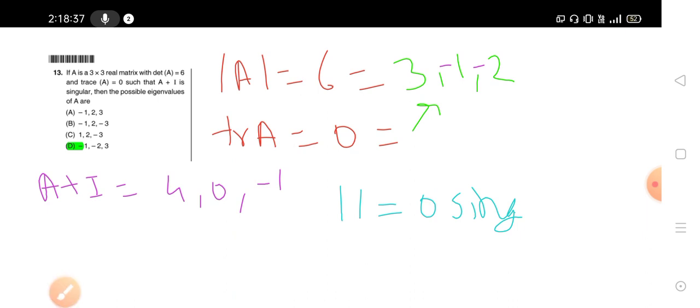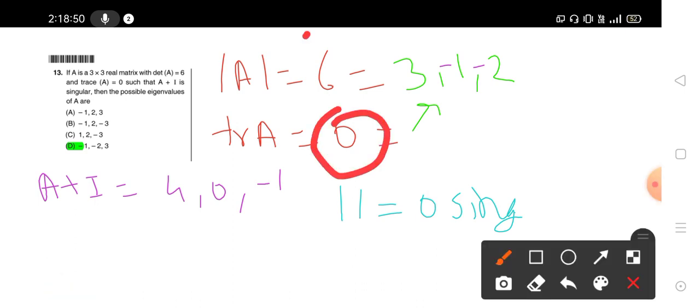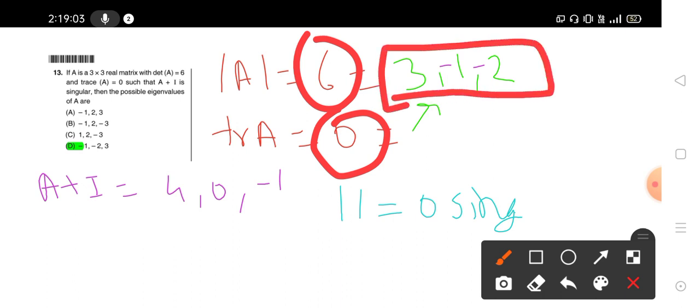Next question. If A is a 3 cross 3 real matrix with determinant 6 and trace of A equal to 0, and determinant is 6. This is a 3 cross 3 matrix. Suppose we take eigenvalues 3, minus 1, minus 2, and we get determinant 6 and trace 0, since 3 minus 3 gives trace 0. And find A plus I.